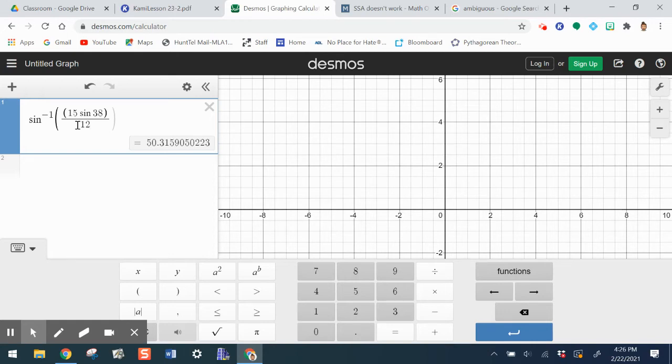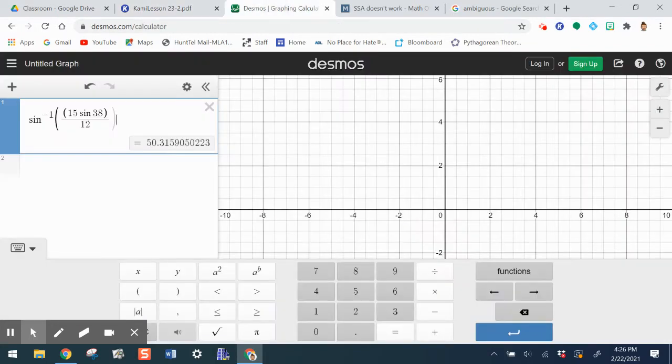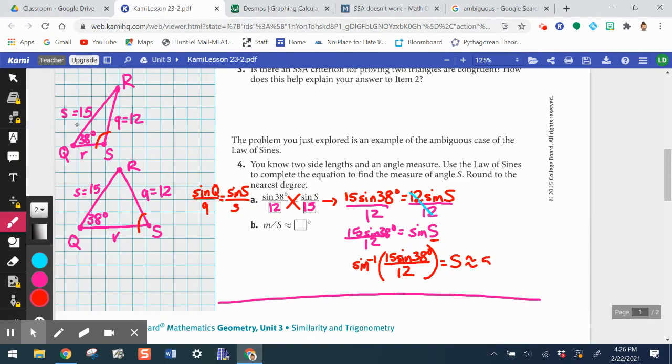And we'll just assume we're rounding to the tenth here. Let's see if it actually tells us to. Oh, it says round to the nearest degree. So 50.3, that 3 tells that 0 to stay where it is. So we're going to say that angle S is approximately 50 degrees.